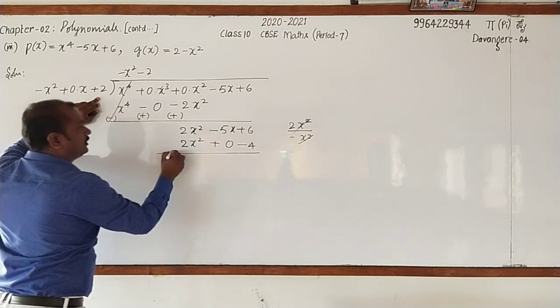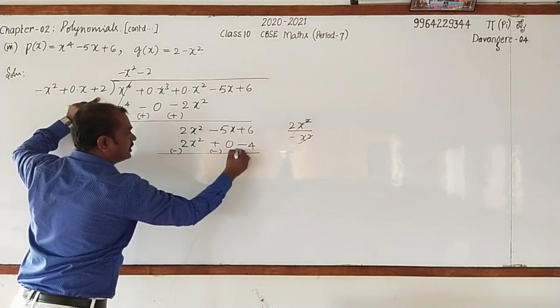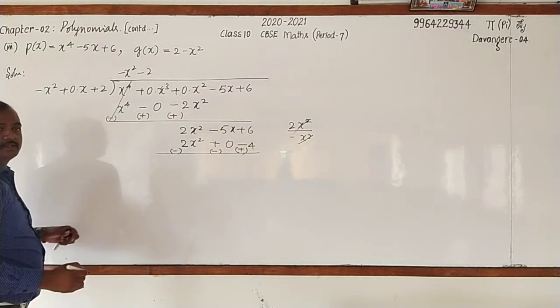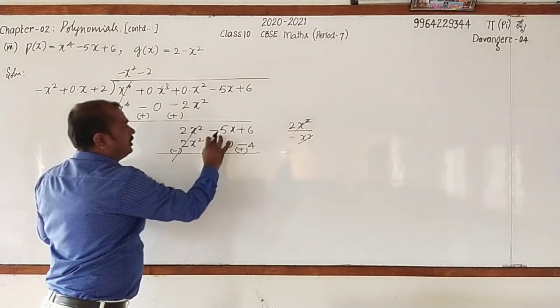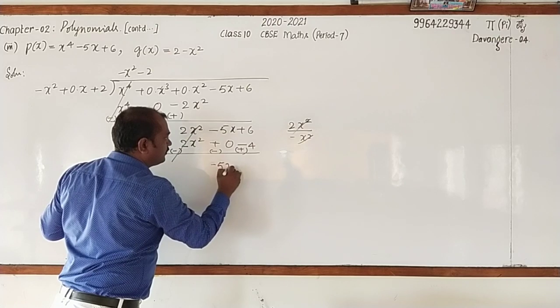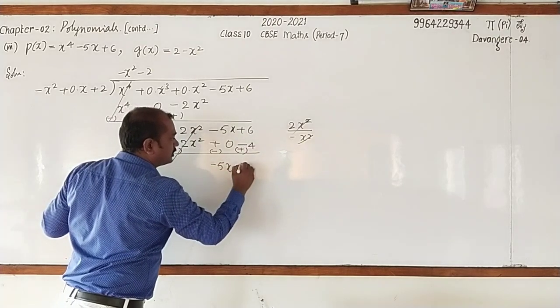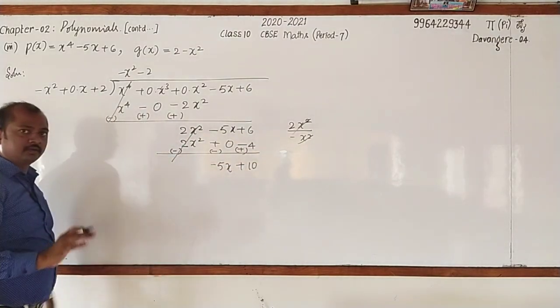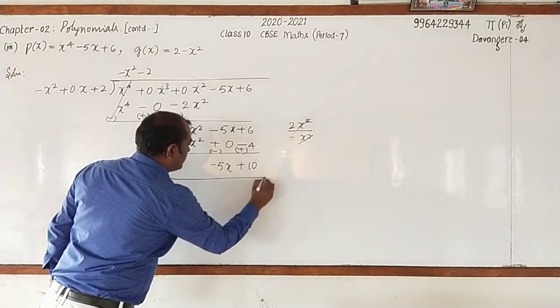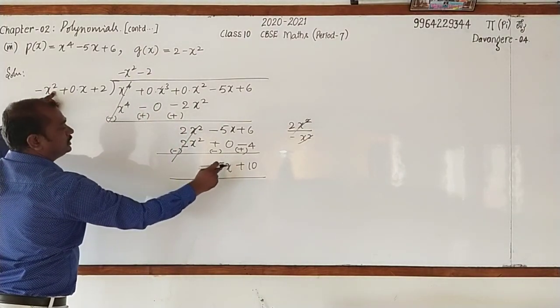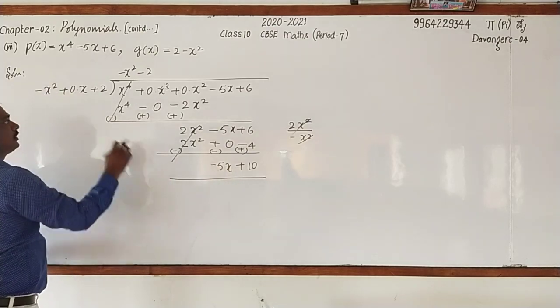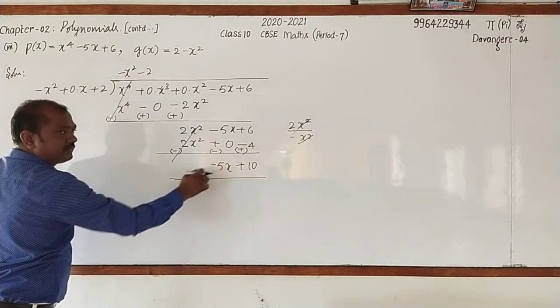Change the sign. Minus, minus, plus. Same terms with a different sign. Now, minus 5. 6 plus 4, it is 10. Understood? Observe the degree of both. Here is 1, here is 2. It is less than this. Therefore, this is quotient and this remainder.